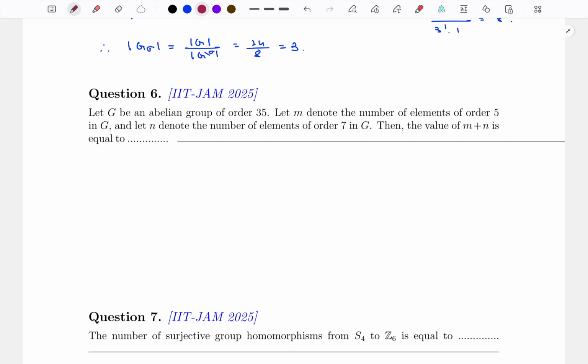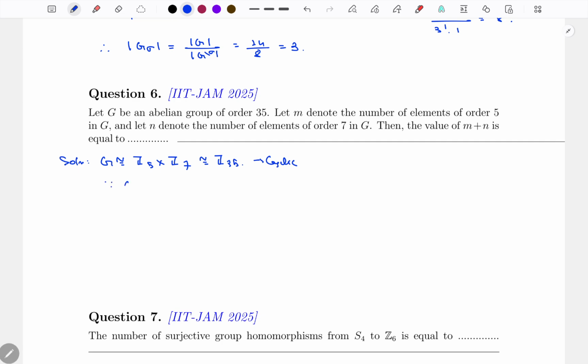Let G be an abelian group of order 35. So G is an abelian group of order 35. What does that mean? That means that G is isomorphic to Z5 cross Z7, and hence it's isomorphic to Z35. So it's cyclic. Solution: it's cyclic. Now let M denote the number of elements of order 5 in G.